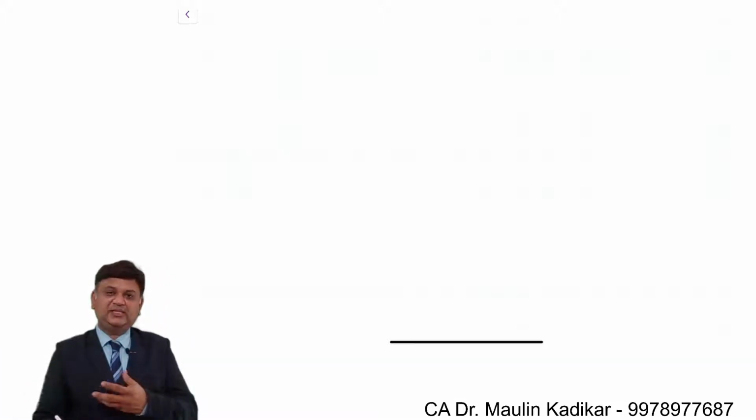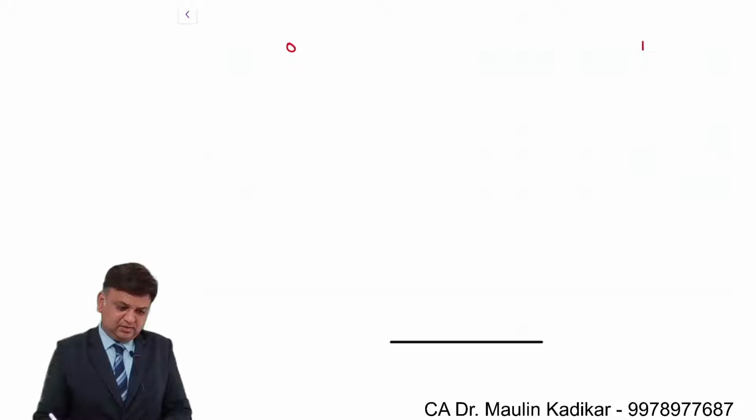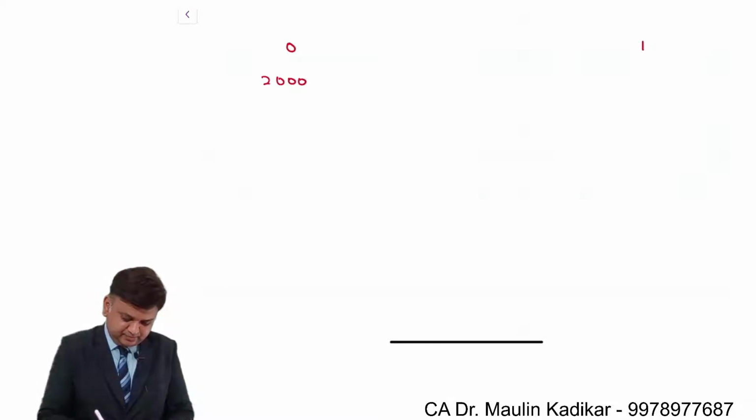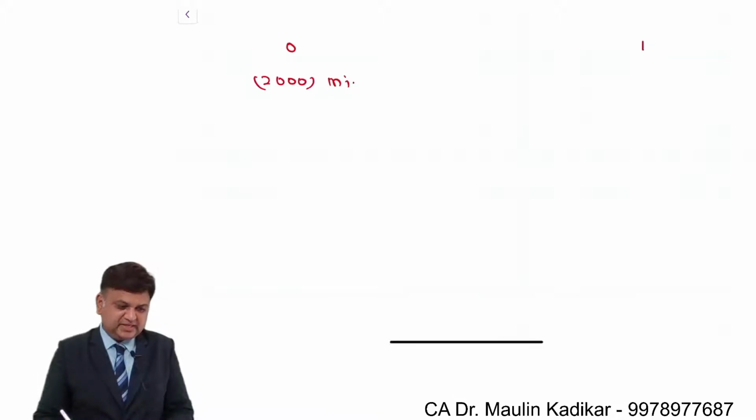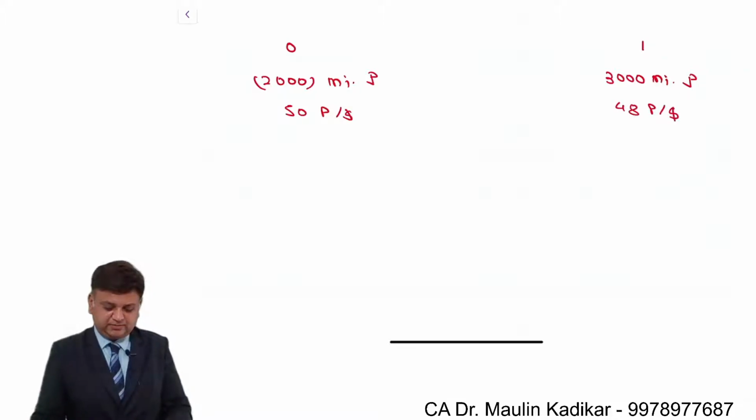So friends, let us understand the information in the question. Year 0, end of year 1. As per the given information, we are required to make an investment of 2,000 million pesos. As against that, we are going to get 3,000 million pesos after 1 year. The spot exchange rate is 50 pesos per dollar, and we are expecting that after 1 year it will be 48 pesos per dollar.